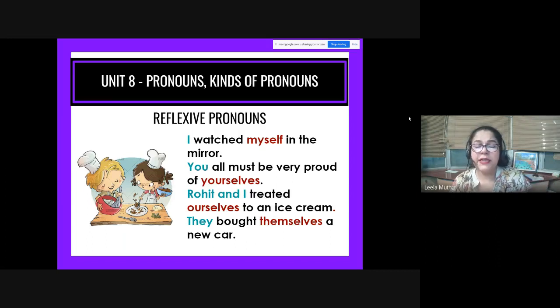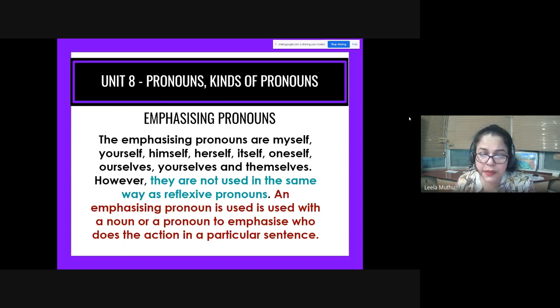All right. So I hope you understood exactly what a reflexive pronoun is: when the object in the sentence is the subject themselves. They have done something to themselves, like I've done something to myself, you've done something to yourself. It is an action done to the subject in the sentence. So now we go to emphasizing pronouns.